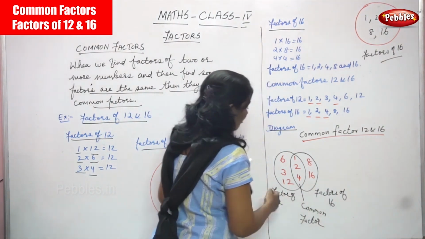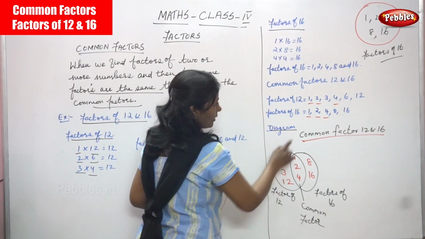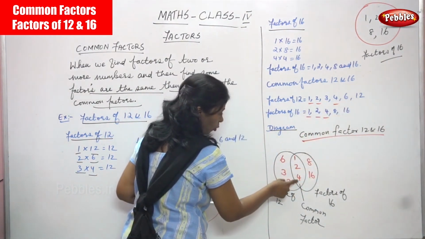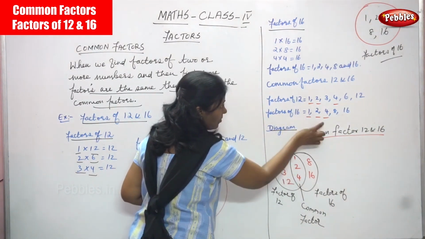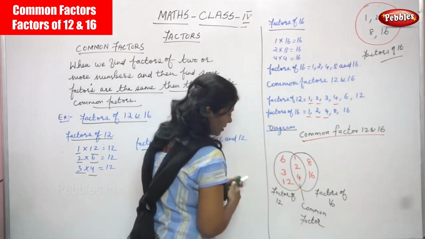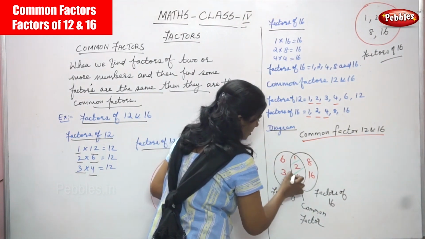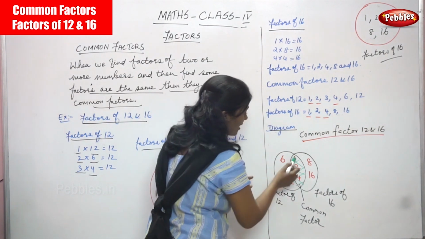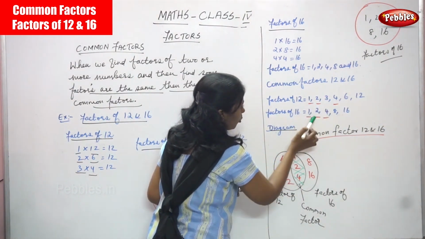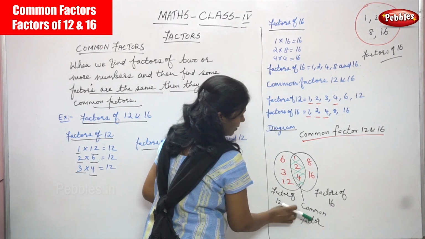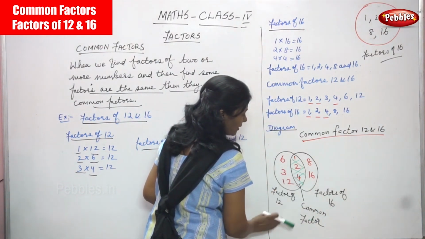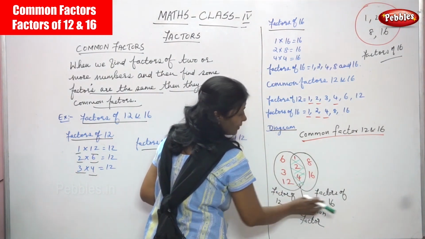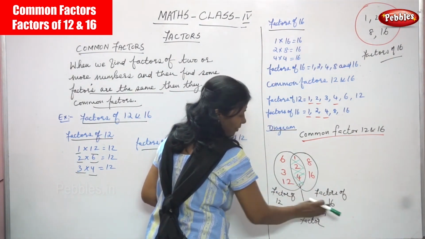So what you're going to do: factors of 12. What are the answers? 1, 2, 3, 4, 6, 12, right? See, 1, 2, 4 are the common factors, and I just colored them. So 1, 2, 4 is the common factor for factors of 12 and factors of 16. This is the common factor for both numbers.